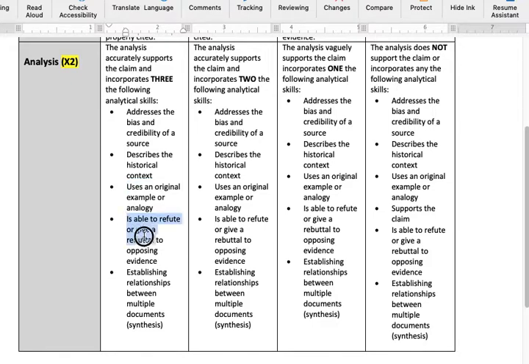Next one is able to refute or give a rebuttal to opposing evidence. I like to view this as troubleshooting. You come through and you can say, this is why I'm right. And the other side is going to say this. That may be true, but I'm doubling down and saying this is why I'm right. I'll give you an example. Chocolate chip cookies are the best cookies in the world.